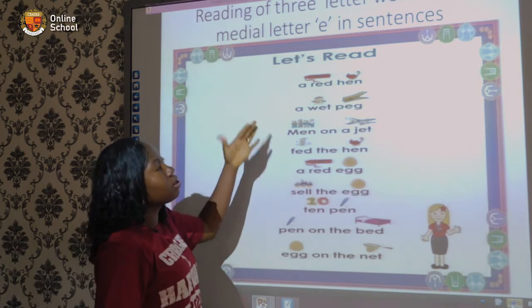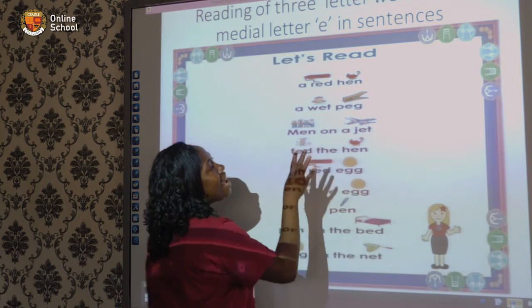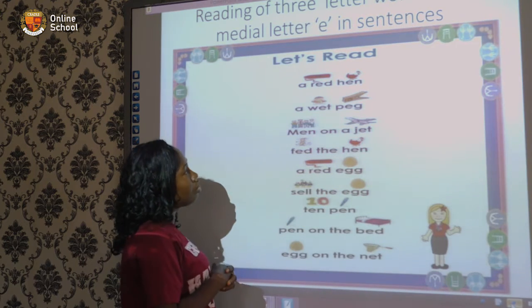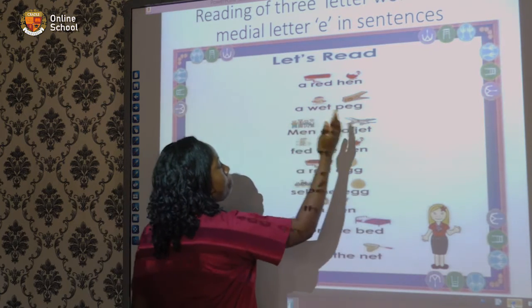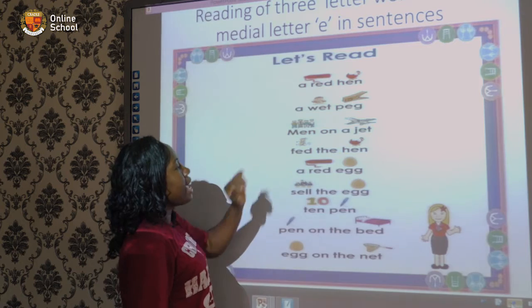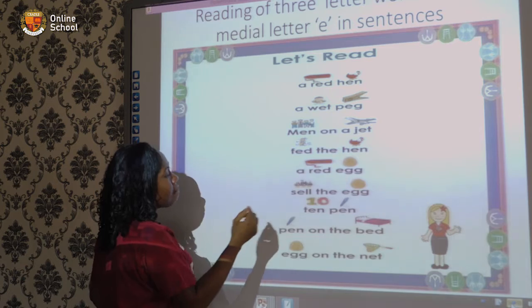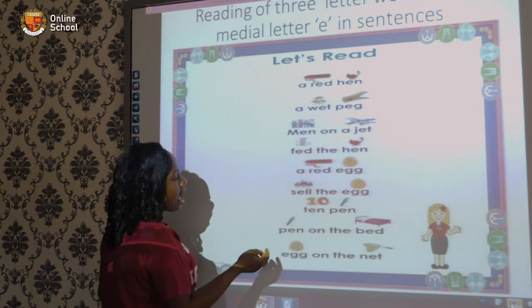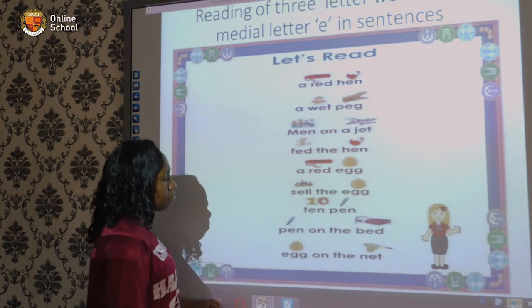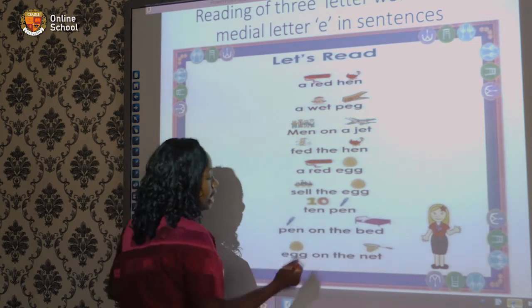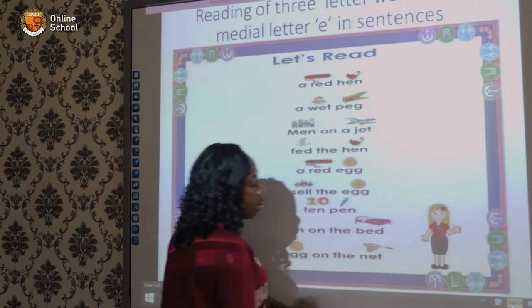We're going to read it again, but I want you to take note of the middle letter E in each of these words as we read. So we have a red hen, we have a wet peg, we have men on a jet, we have fed the hen, we have a red egg, we have sell the egg, we have ten pen, we have pen on the bed. And the last one is egg on the net.